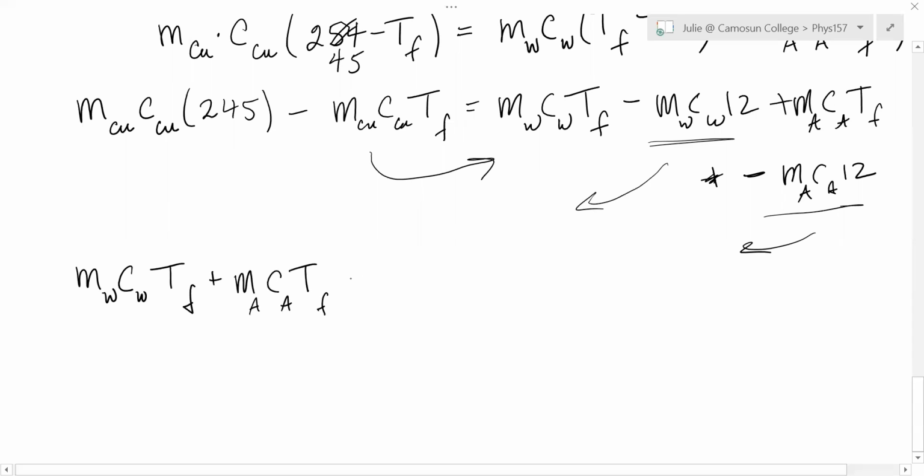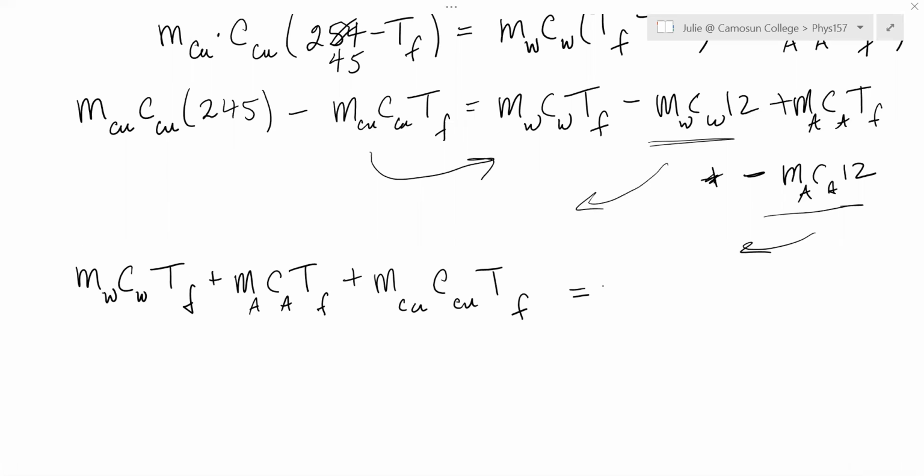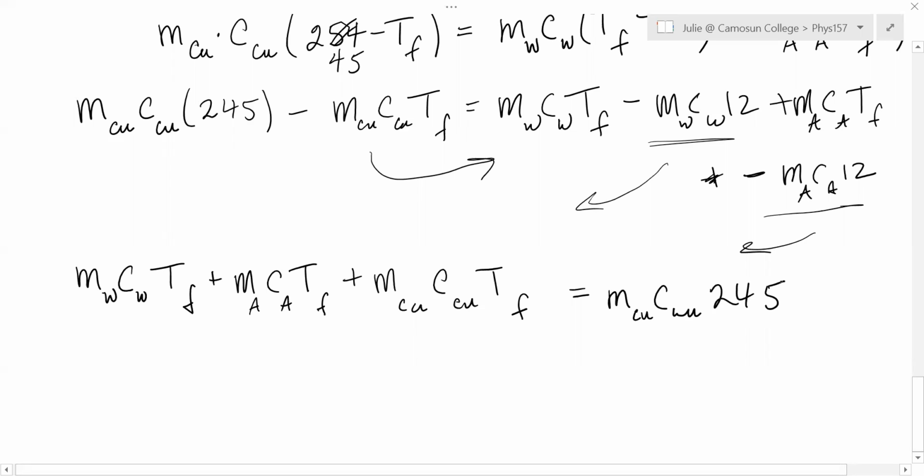This is the right-hand side of the equation. Now it's plus M copper, C copper, TF equals, now get all the other ones to the other side. And they're all positive as well. So we have the M copper, C copper, initial temperature of the copper is 245. Plus M water, C water, initial temperature of the water is 12. And then M aluminum, C aluminum, initial temperature is 12.